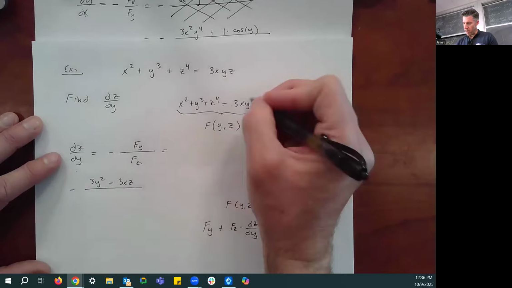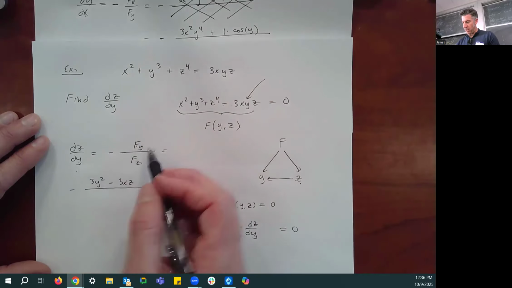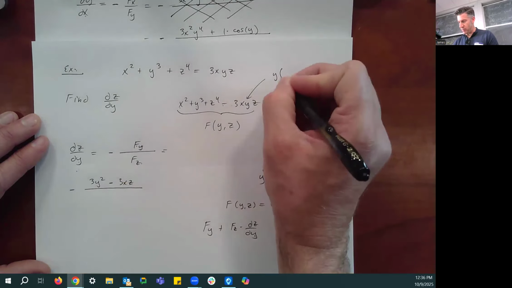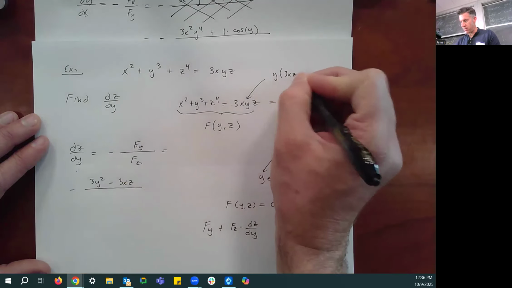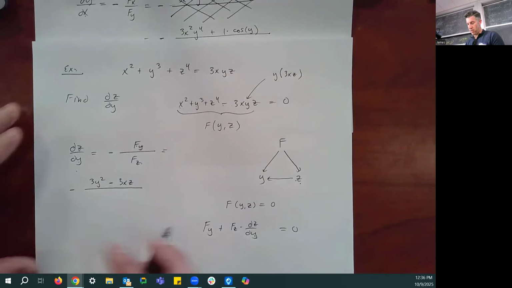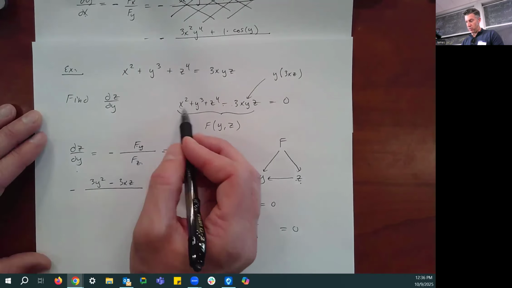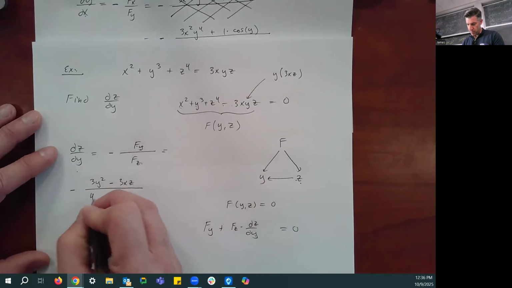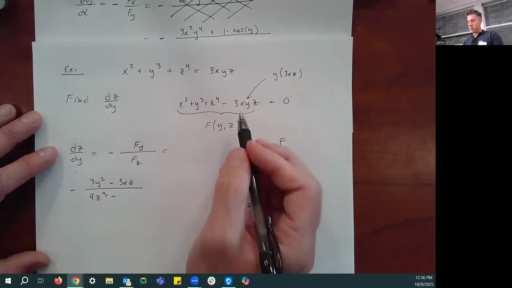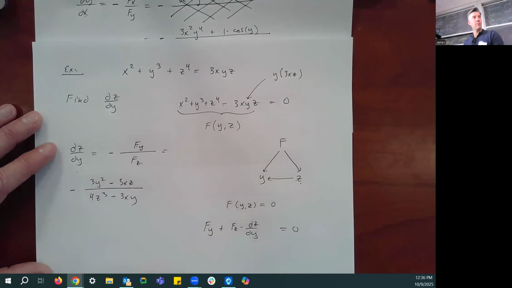When you look at this part right here, for this partial with respect to y, I'm thinking of this as like y times 3xz. The derivative of the y part is 1, and the other part's a constant as far as y is concerned. Similarly, the derivative with respect to z is going to be 0 plus 0 plus 4z cubed minus 3xy times 1. And that's it.